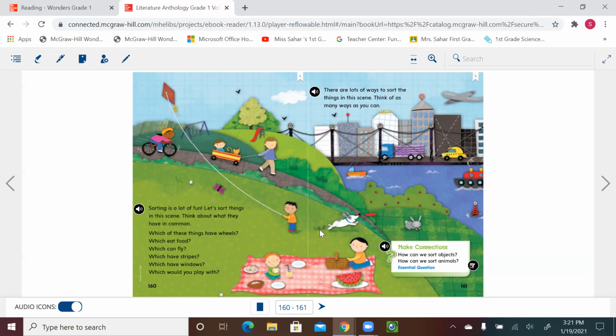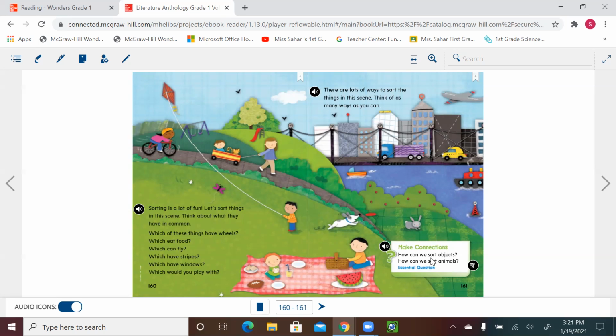If I also look at the park and I want to classify or sort what's over there, I can say activities, for example. What activities can people do in a park? We can say, oh, people can run, people can have a picnic, people can ride their bike, ride the swing or the slide. So these are all activities that people can do at the park.